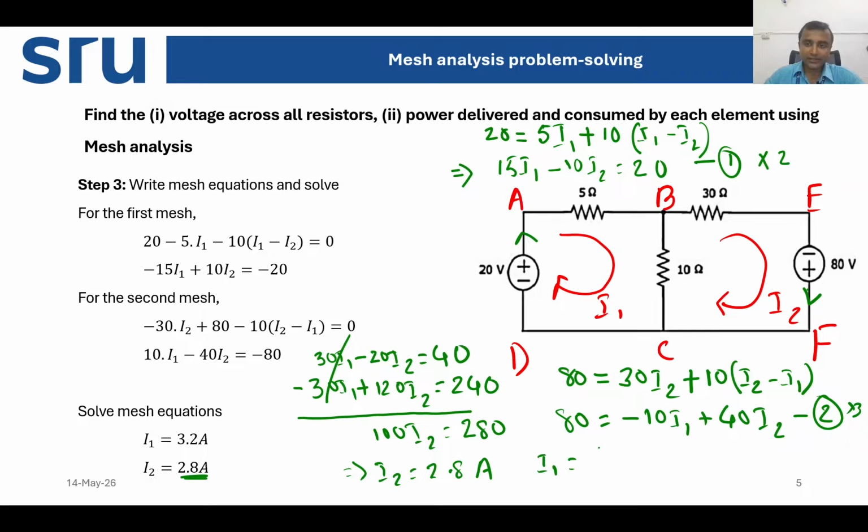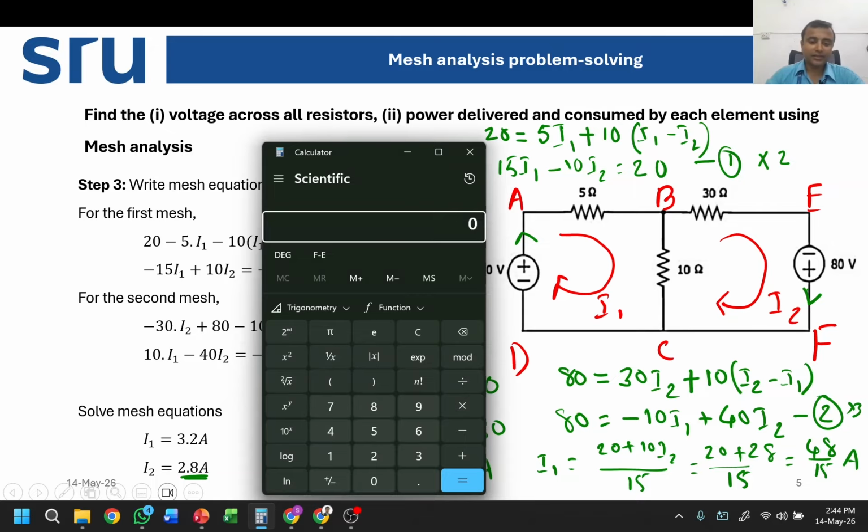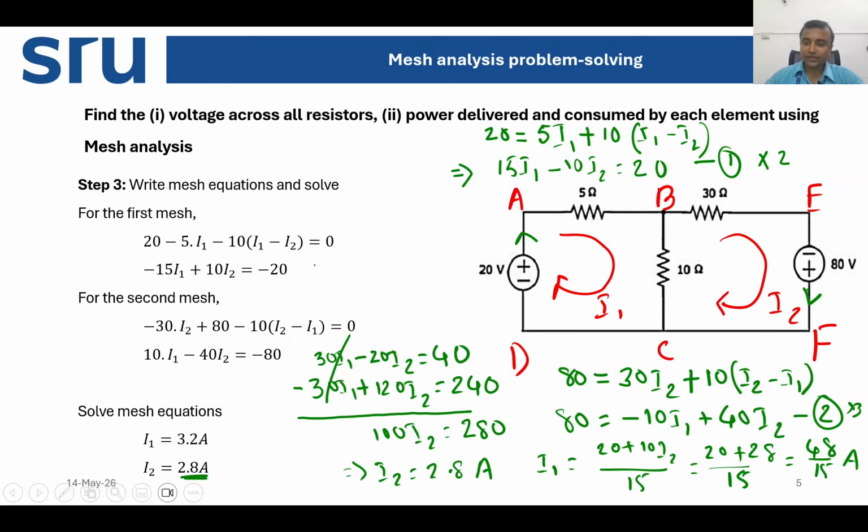I1 we can write as 20 plus 10 I2, divided by 15, which is 20 plus 28, as I2 is 2.8 so 10 I2 is 28, over 15, which is 48 over 15 ampere. So we can go to our calculator, and 48 divided by 15 is 3.2. So this is actually equal to 3.2 ampere.